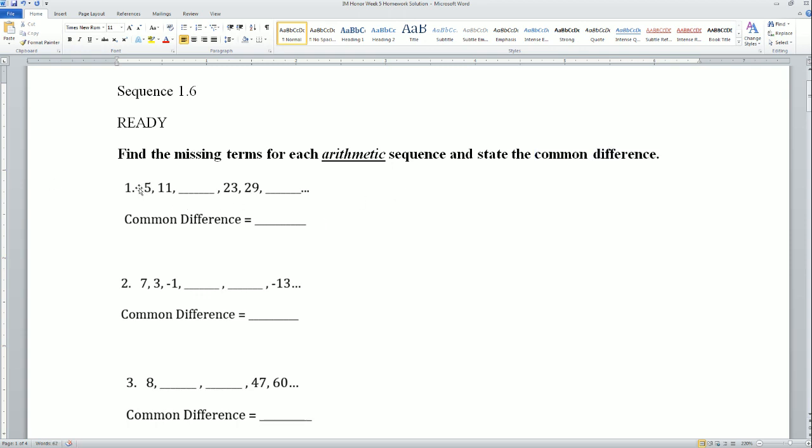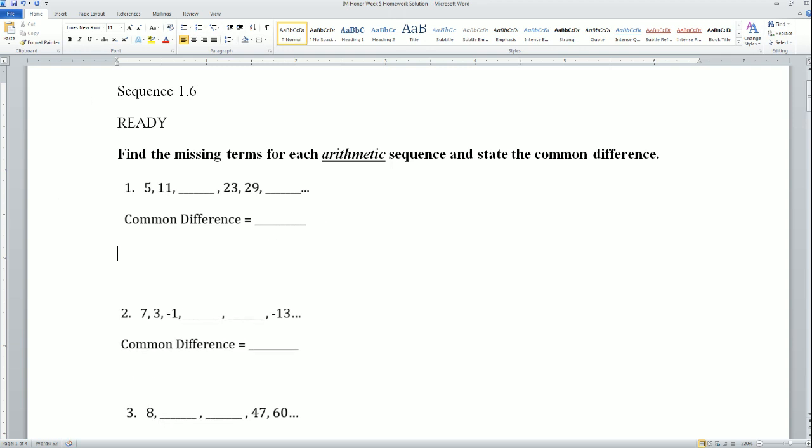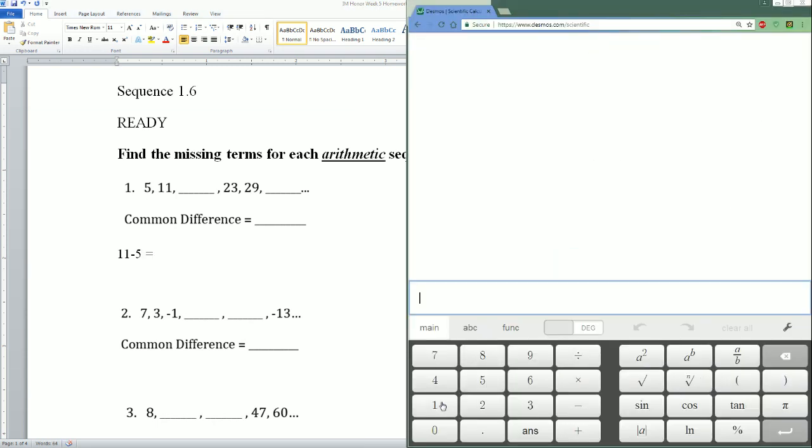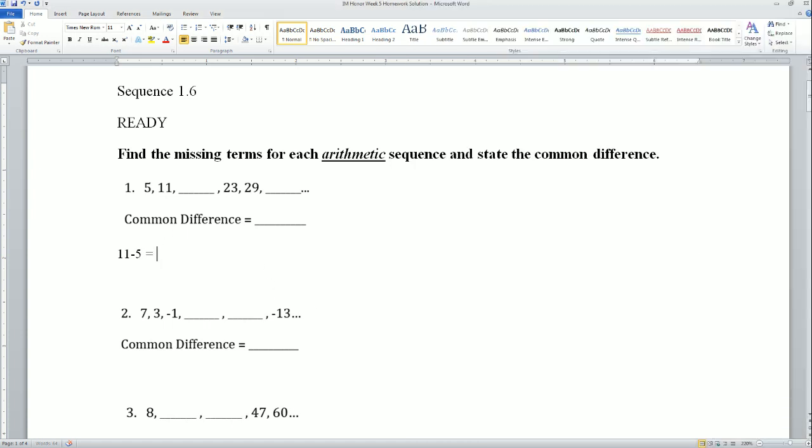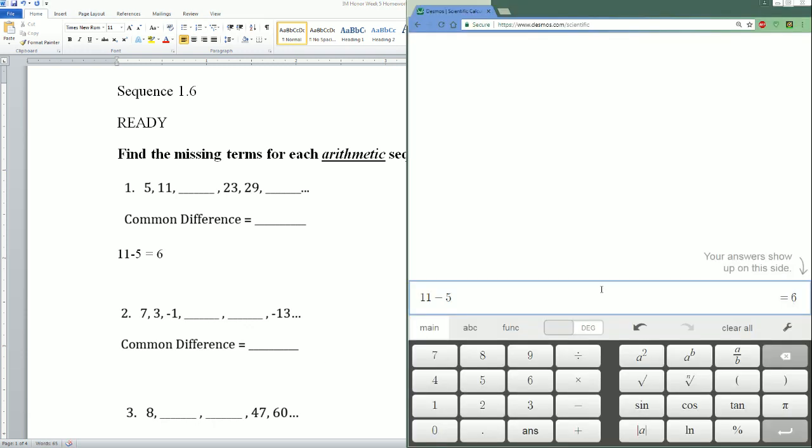This is your sequence 5, 11, blank, 23, 29, and so on. They're asking us to find the common difference, right? So what you can do is grab the next term and subtract the previous term from it, and that should get you the difference. So let's see. 11 subtract 5, that's going to be equal to 6.